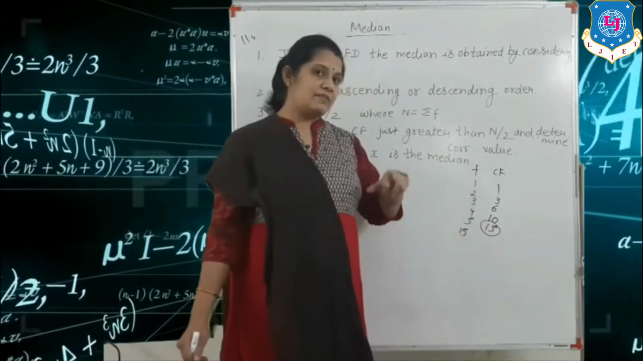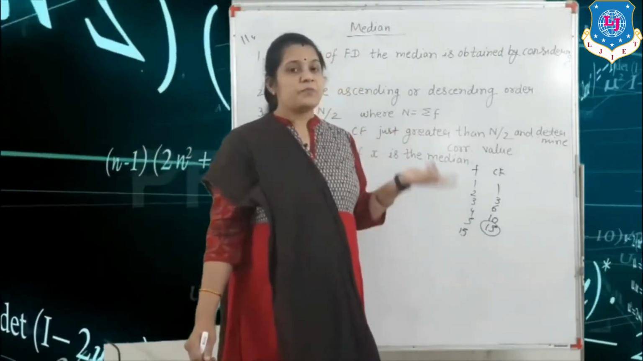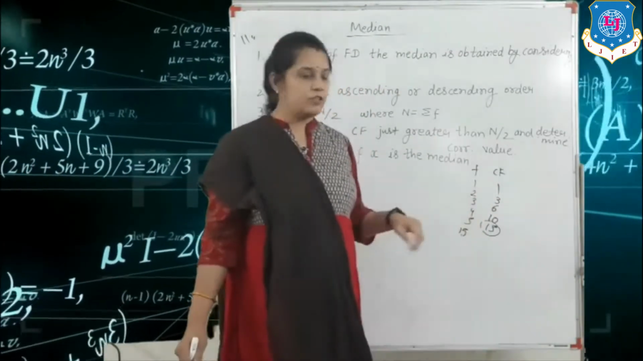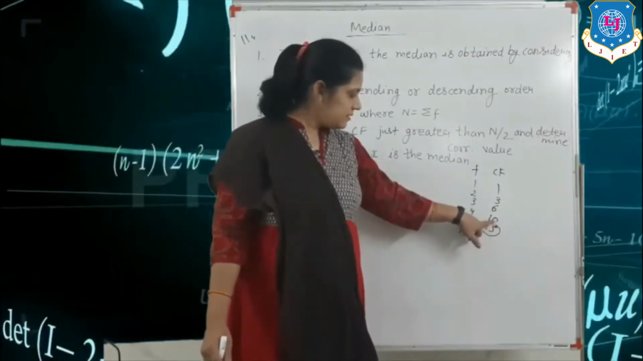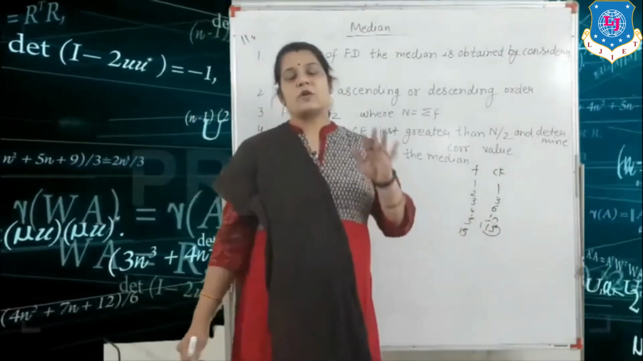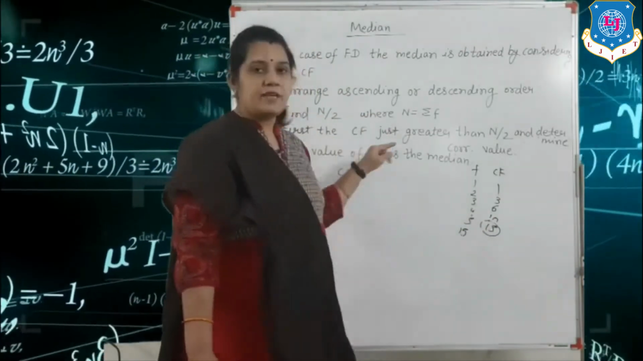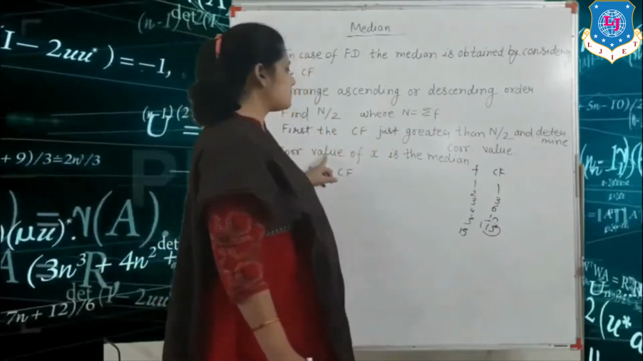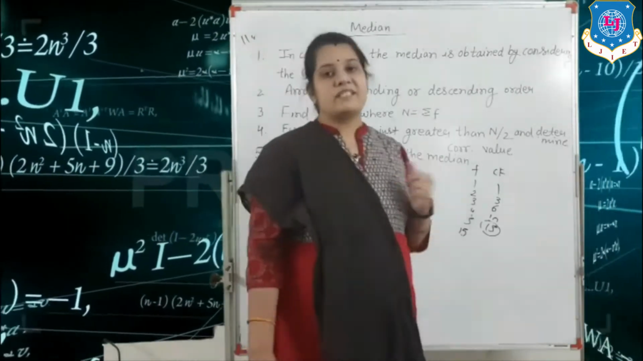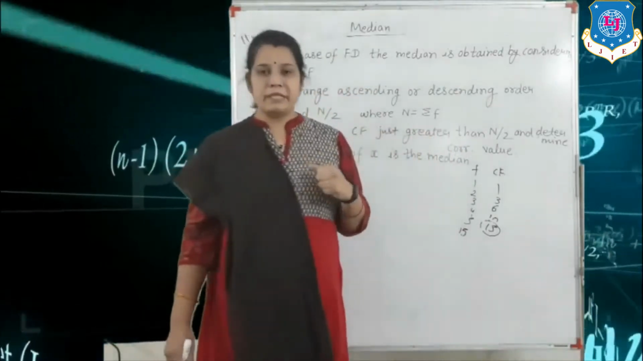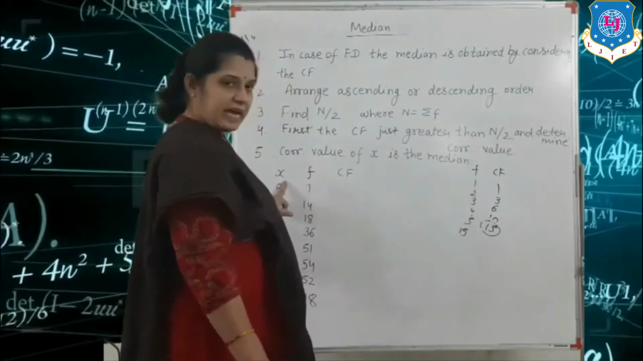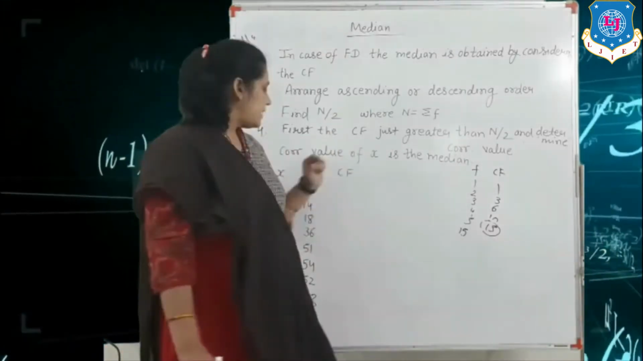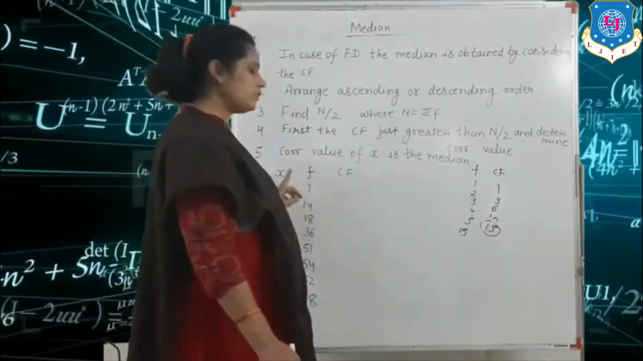So N by 2 is 7.5. The value just greater than 7.5 in your CF column is 10. The value of x corresponding to this 10 is your median. So the steps are: first CF just greater than N by 2, determine the corresponding value, and the last step is that the corresponding value of x is the median. This is the example for finding the median, if the values of x given in your question are 0, 1, 2, 3, 4, 5, 6 and 7. Got it? Next, we are given the frequency according to your variable.